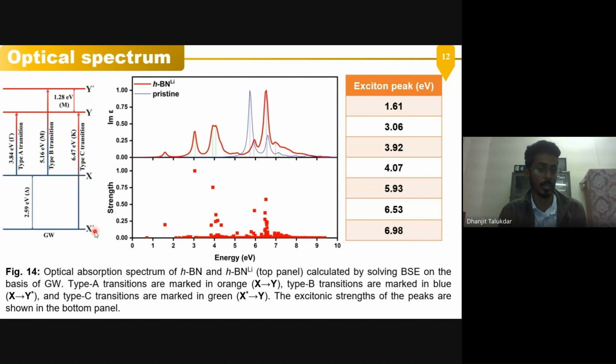And the type C transition takes place between the intrinsic valence band state and the defect state in the conduction band. We see that the first excitonic peak arises at 1.61 electron volt, and the second one at 3.06 electron volt. These are type A transitions, and we have identified the different excitonic peaks in the diagram as well. So we have tabulated the data.